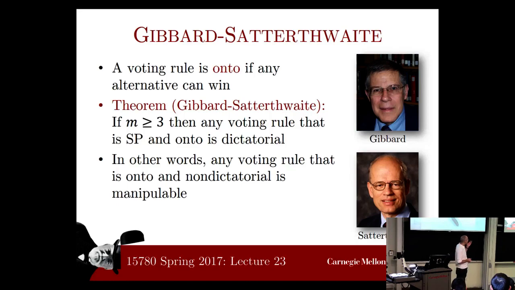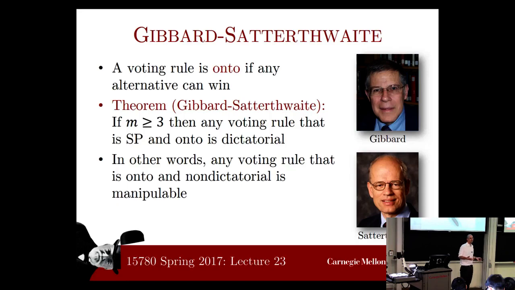So one observation is, again, the m greater than or equal to 3 condition is obviously necessary, because if you have m equals 2, we saw that even plurality would be strategy proof. So really you need the range to be of size at least 3. But still, this is a pretty devastating theorem, right? I think it was like a big shock in the 70s.